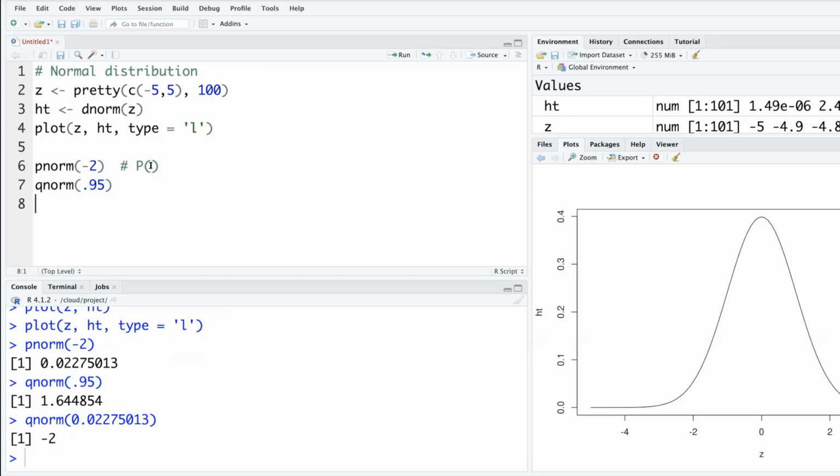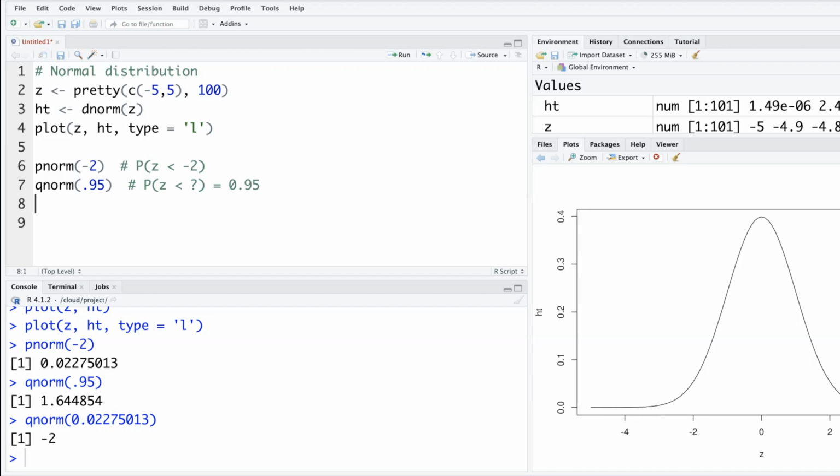So this means probability that z is less than -2. So this is what we are finding. And this means probability that z is less than ? is equal to 0.95. So we're trying to figure out what that ? will be that will give an area to the left of 0.95.